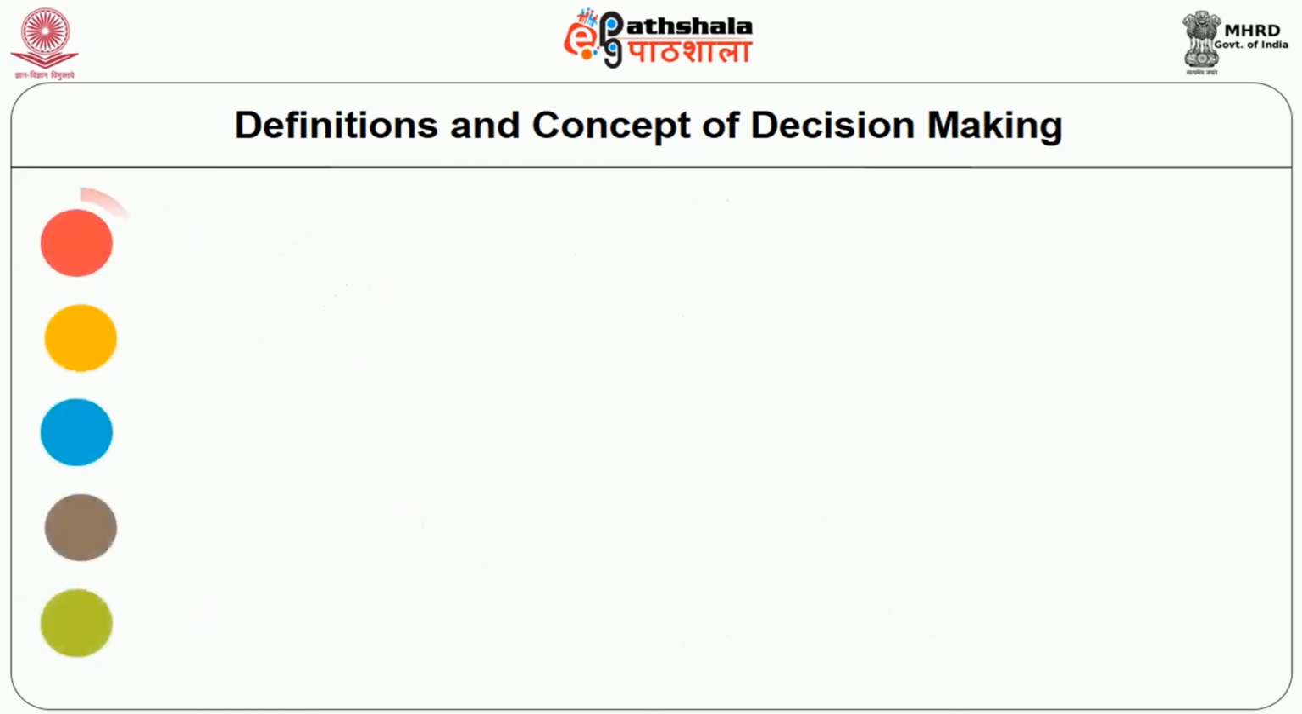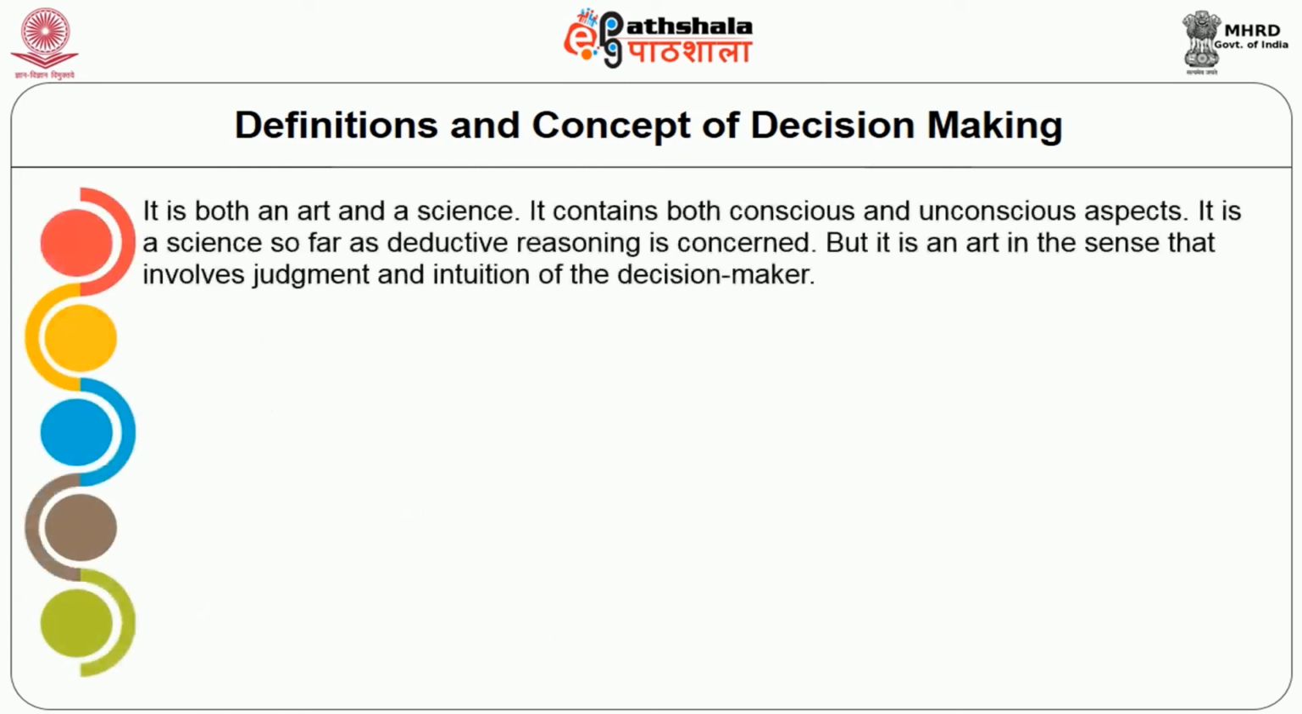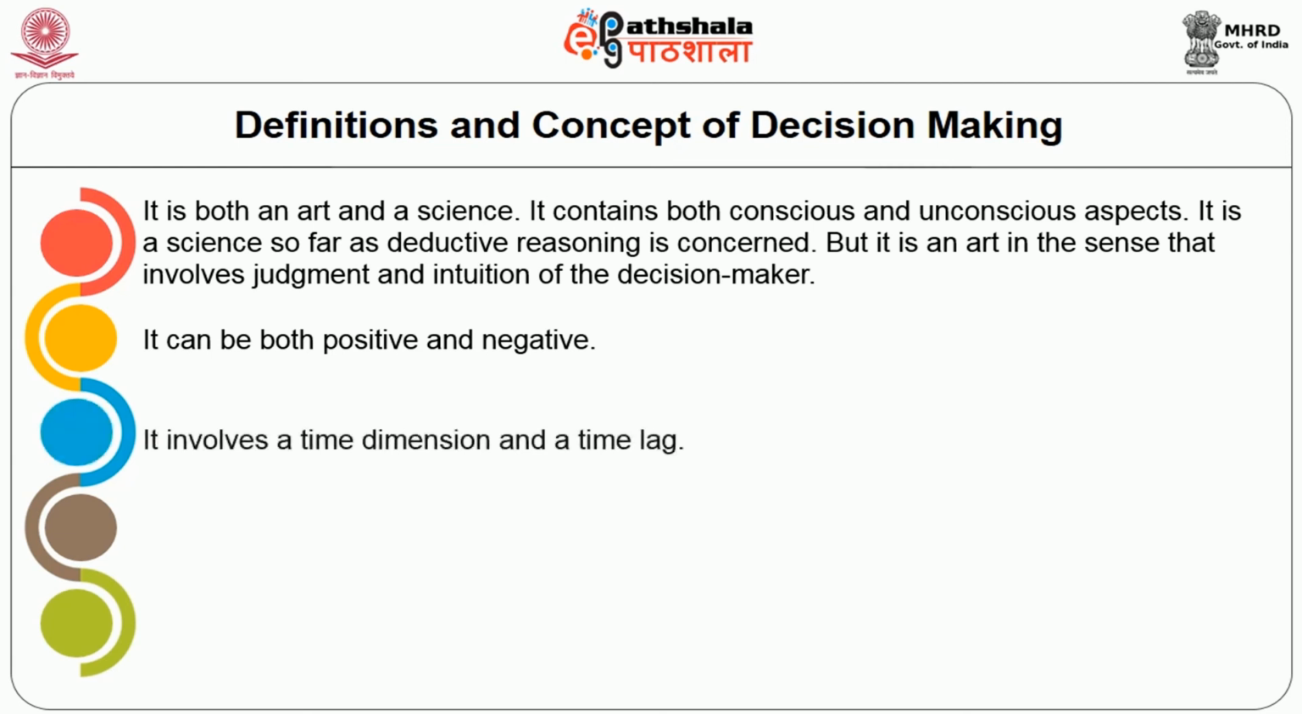Decision making can be considered both as an art and as a science. It contains both conscious and unconscious aspects. It is a science so far as deductive reasoning is concerned. It might be an art in the sense that it involves judgment and intuition of the decision maker. Decision making can be both positive and negative, and it involves a time dimension and a time lag.